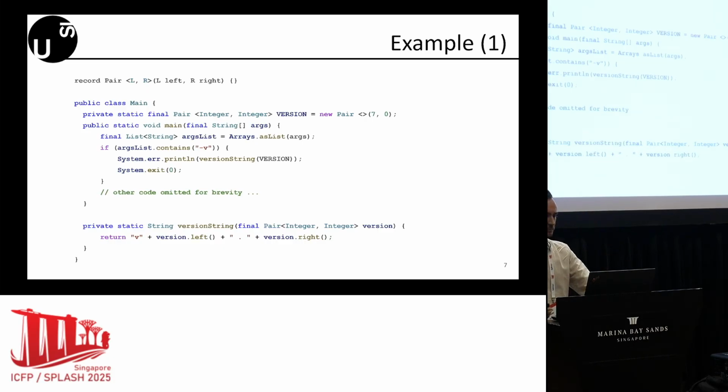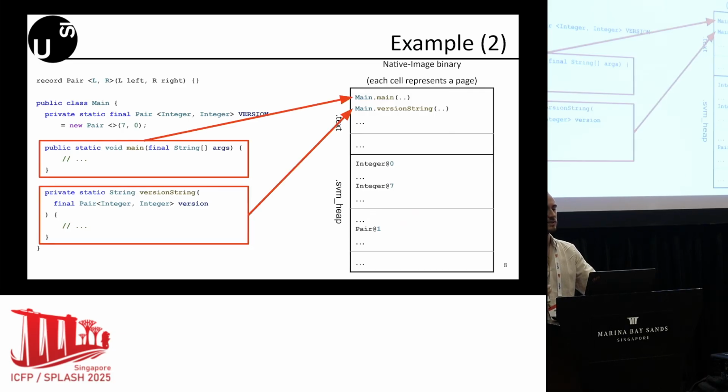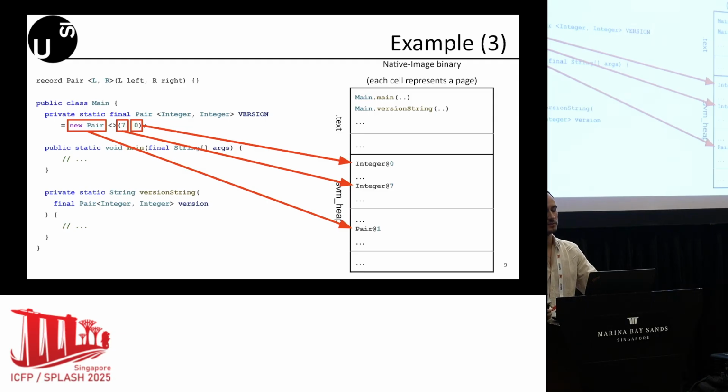On the right-hand side of this slide, you can see a native image binary produced by the default native image implementation. Here you can see different cells. Each cell represents a page of the binary. You can see 2 sections, the text section and the SVM heap section that contains the snapshot of the heap. In particular, you can see that the 2 methods are located in the first page of the text section, while the 3 objects we consider are located in 2 different pages of the SVM heap section instead.